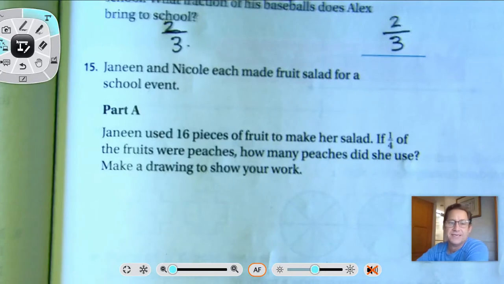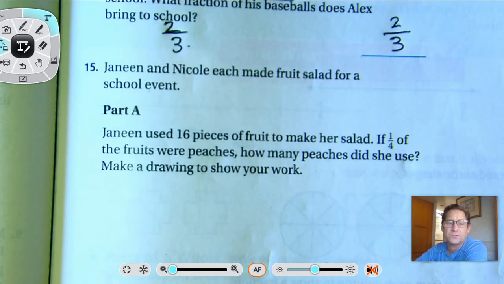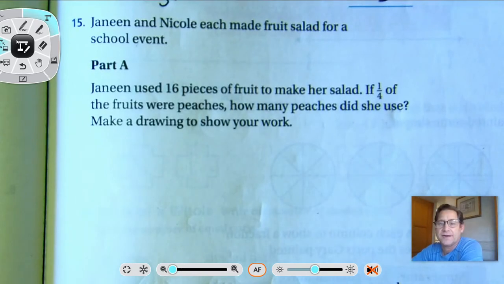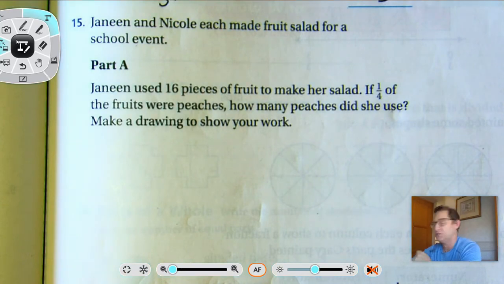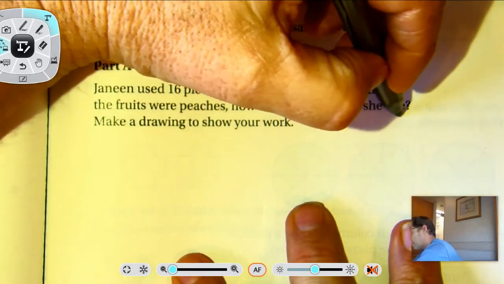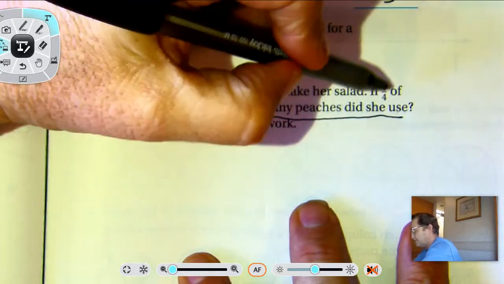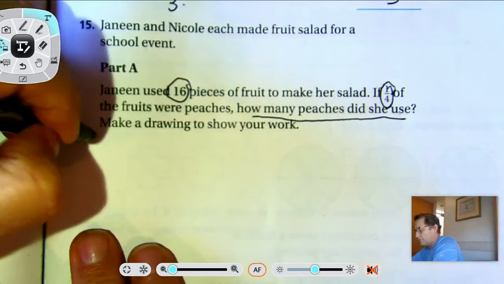15. Janine and Nicole each made fruit salad for a school event. Janine used 16 pieces of fruit to make her salad. If 1/4 of the fruits were peaches, how many peaches did she use? How many peaches did she use? She used 16 total pieces, and 1/4 of those.